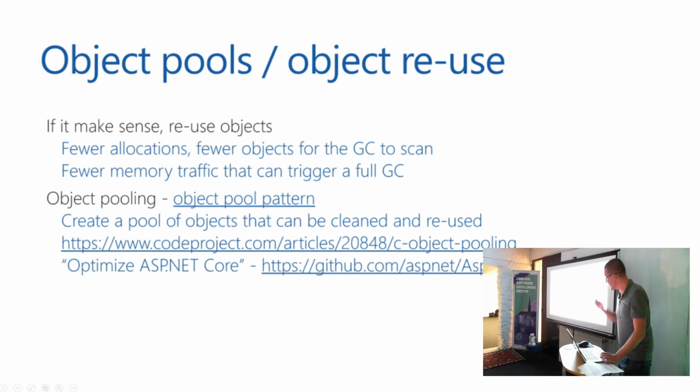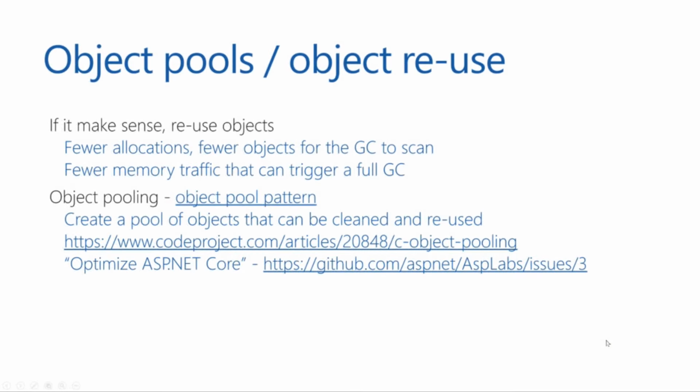It's actually a design pattern. You can read about it. Also, the ASP.NET people have been using object pooling quite a bit in ASP.NET Core and ASP.NET Core Web APIs and so on. And they actually have an issue where they describe the changes that they made to make it more memory efficient there. So really interesting posts.